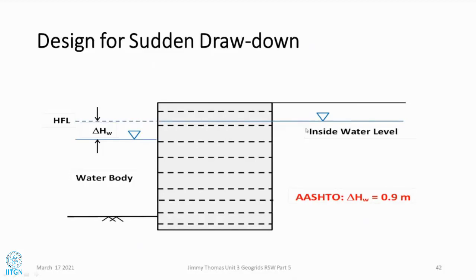So we have to check stability, overturning, etc. with this type of condition. Normally, some guidelines give the differential head. If you look at AASHTO, and even the MSCW program, we check for a differential head of 0.9 meters. So the inside water level will be at the highest flood level, and the outside water level will be 0.9 meter below. Then we have to analyze for sliding.